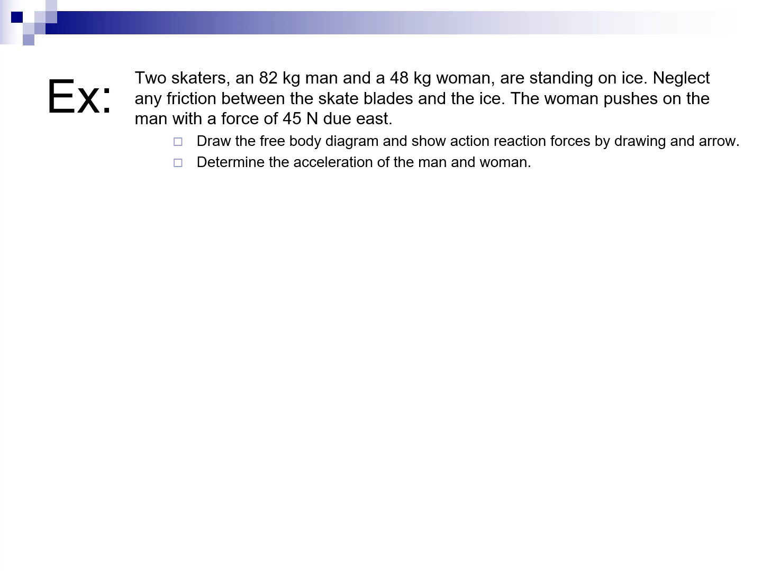Okay, let's solve an example problem. A man and a woman are standing on ice. The woman pushes on the man with a force of 45 Newton due east and there is no friction. We need to draw a free body diagram and determine the acceleration. Well, we have two objects, so better start with drawing them. So here is a box for man, and here's another box for woman, and this is the surface.